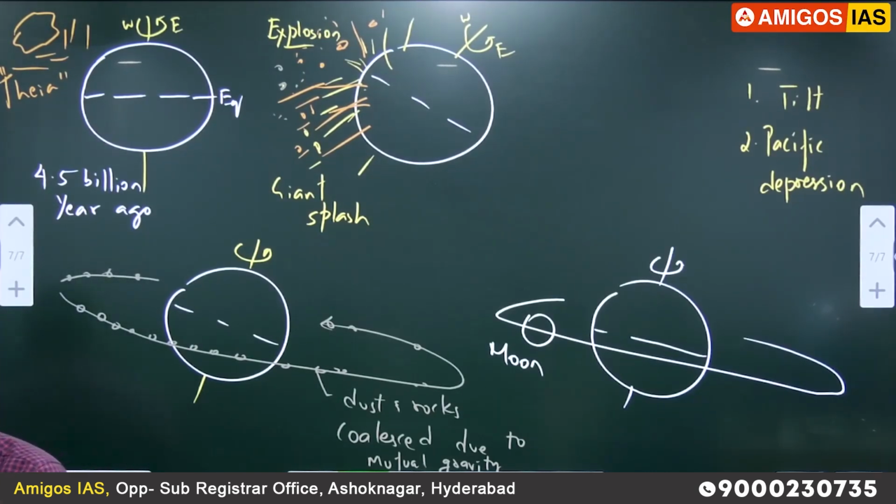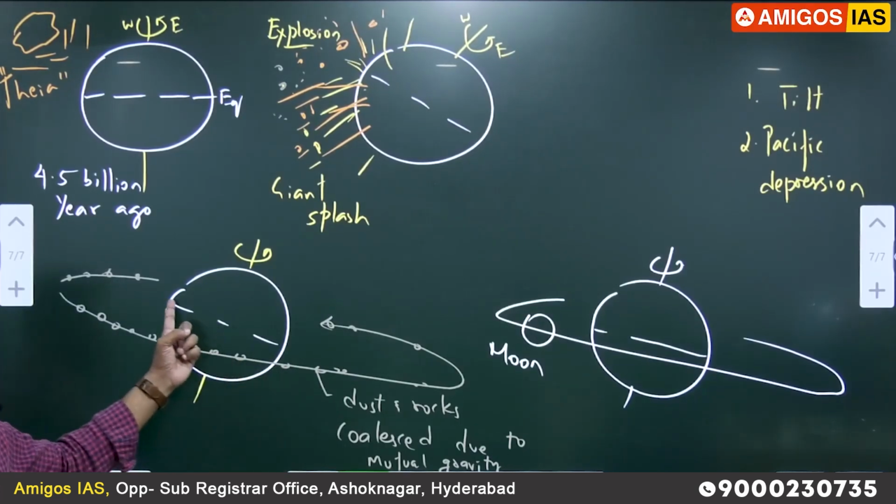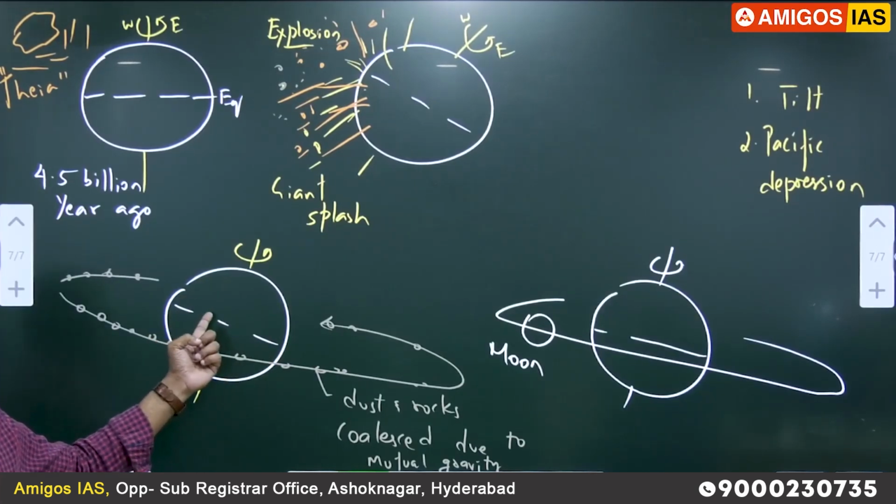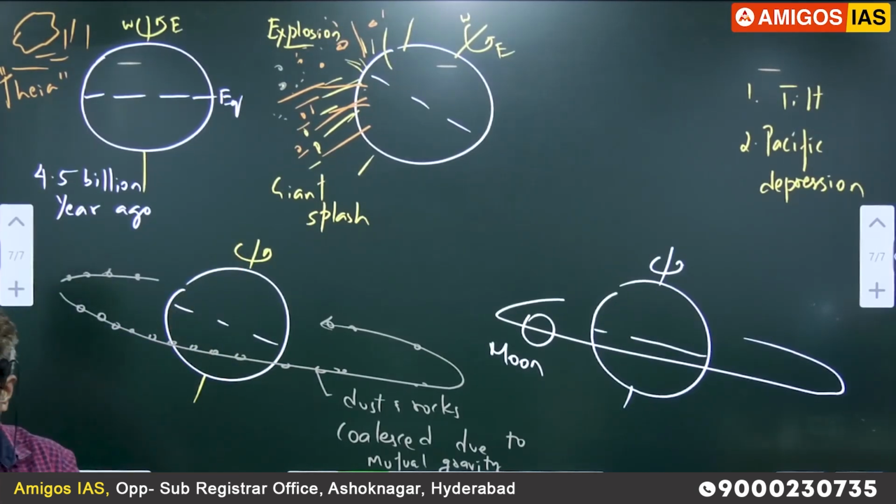Please write down. Four diagrams you have to write. What are the lines you know? This is equator, this line. This is axis. Next I'll write quickly.